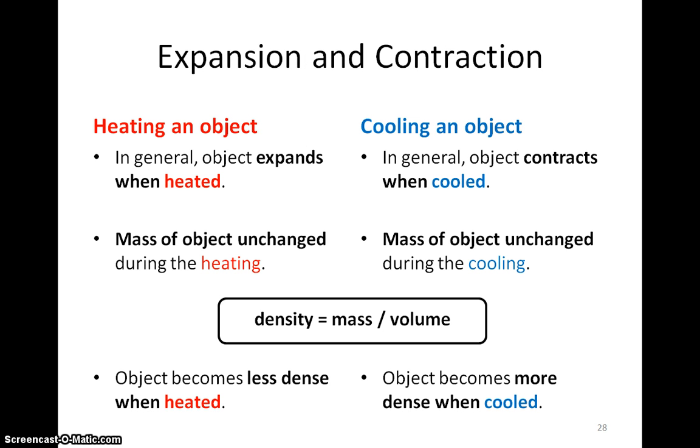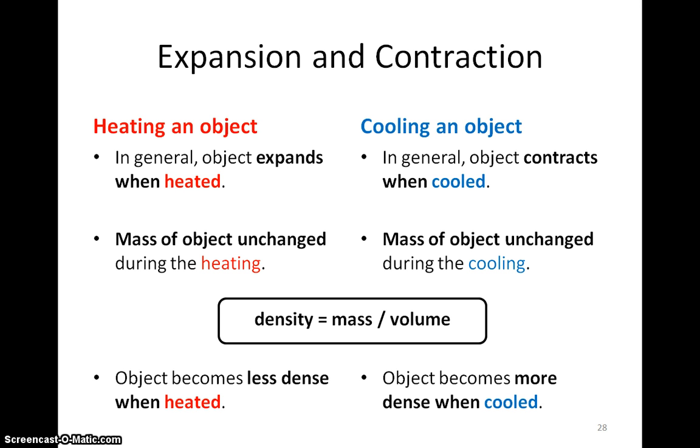Before we start on convection, let us recall what you have learned for lower secondary science. In general, objects expand when heated and contract when cooled. When we say object expands, it means that the volume of the object increases. When we say object contracts, it means that the volume of the object decreases. The mass of the object remains unchanged during the heating or cooling process because the amount of matter the object has is still the same.